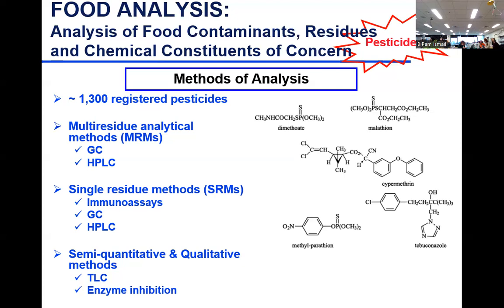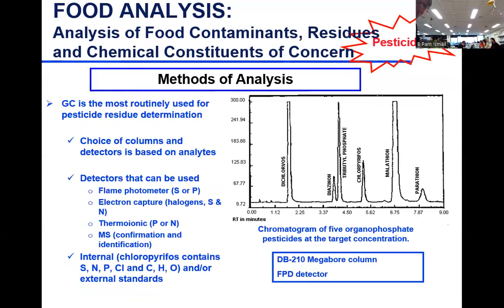Multi-residue analysis, when we have potentially multiple pesticides belonging to the same family, we can extract them and analyze them in one assay. And then there are semi-quantitative methods. So what I want you to know is single residue methods are mostly done to register pesticides. And multi-residue is usually when you have a class of pesticides that are related, you can analyze them in a single run.